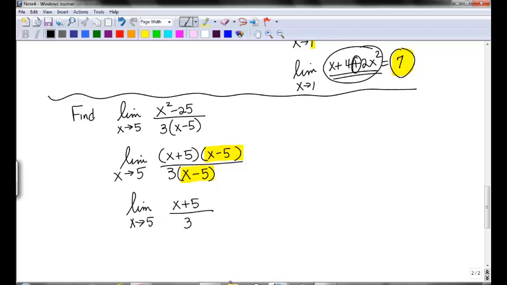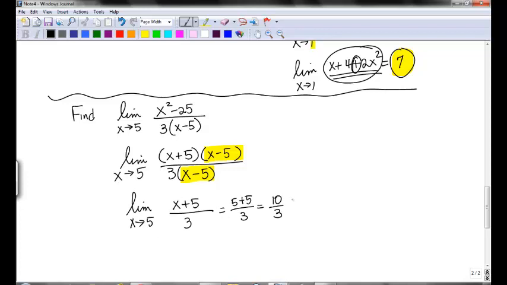Now you can sub in. You put 5 in what it's approaching, so 5 plus 5. When you sub in, the limit notation is gone on this step. So 10/3 would be your answer.